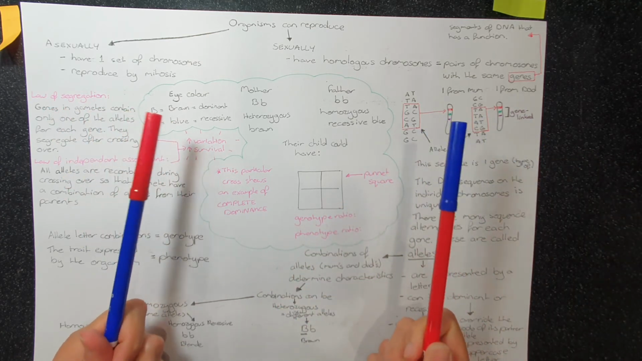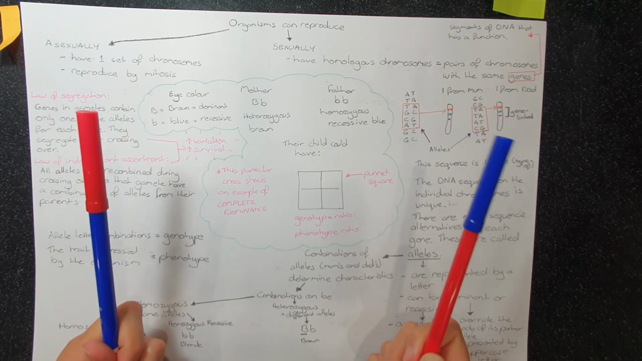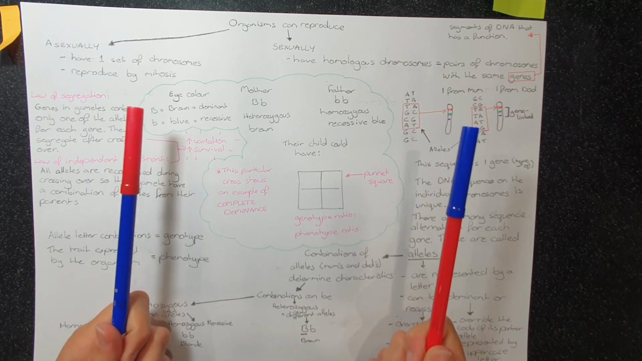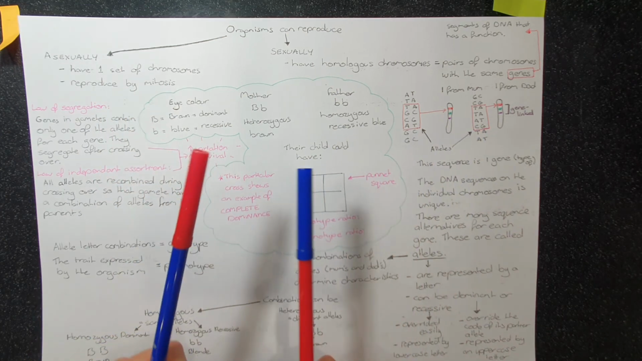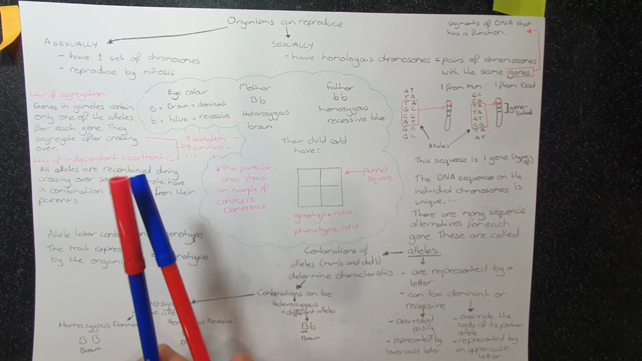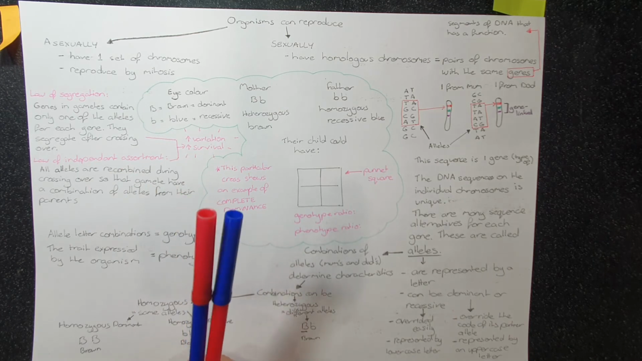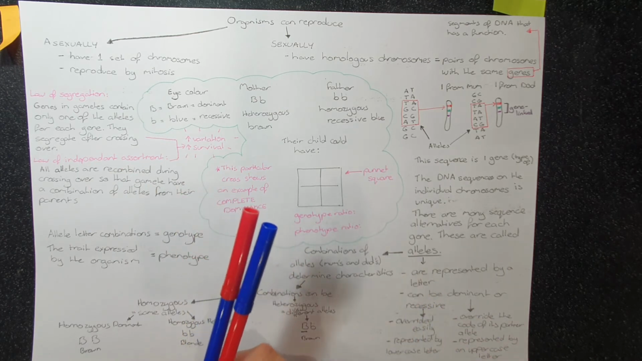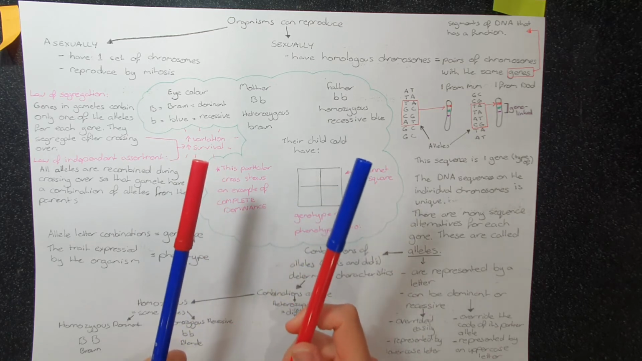They offer completely different combinations of alleles and genes. So the law of segregation states that only one of the alleles, so that means just one of the alleles, is inside of one gamete.